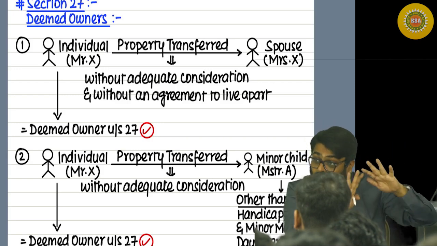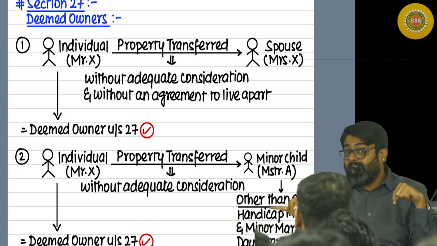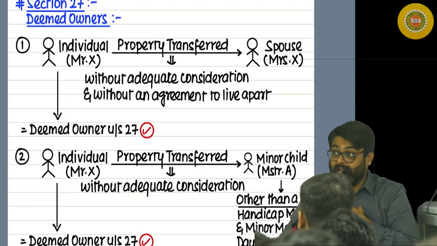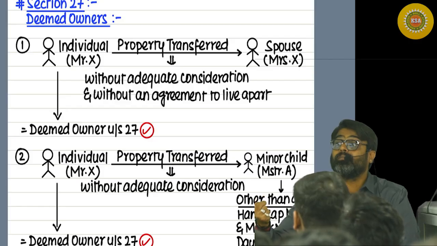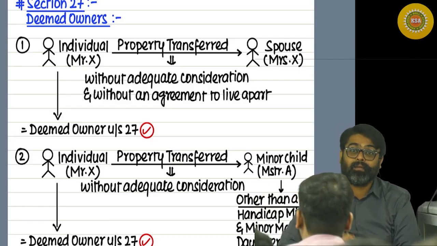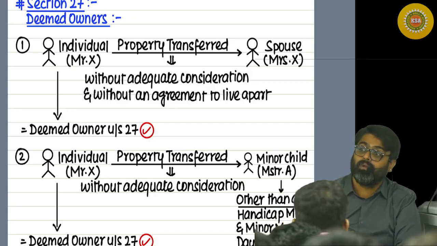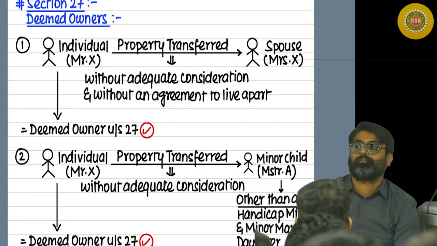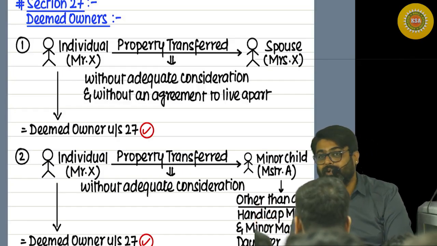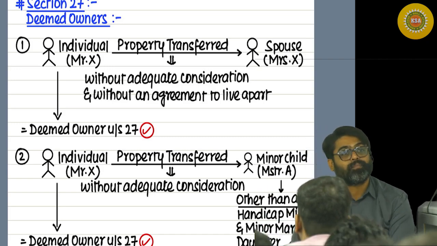The property is still with me, but earlier it was in my name and now it is in the name of my spouse, a separate individual, yes or no? But the property is still in my control. Now the income is still coming to my home, in my control, but in the name of my spouse, because there is no agreement to live apart. Got it? So now this 5 lakh rupees will be income of my spouse.